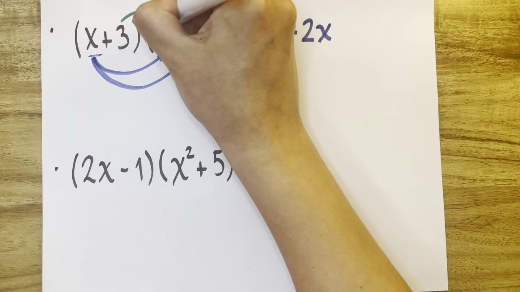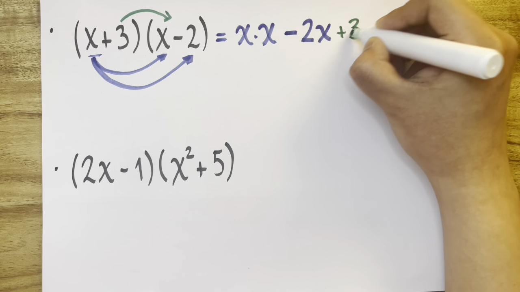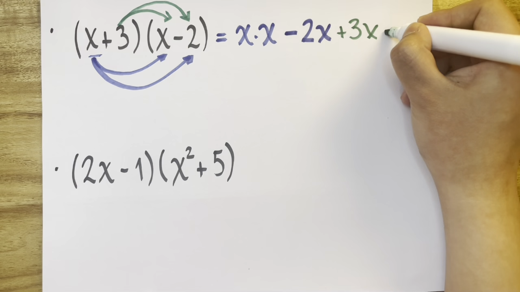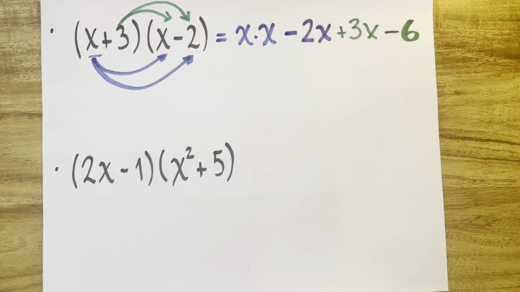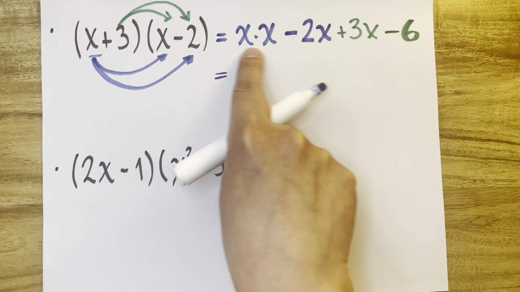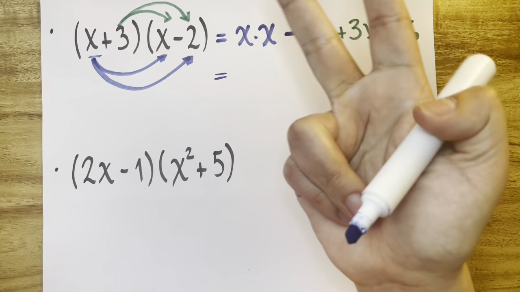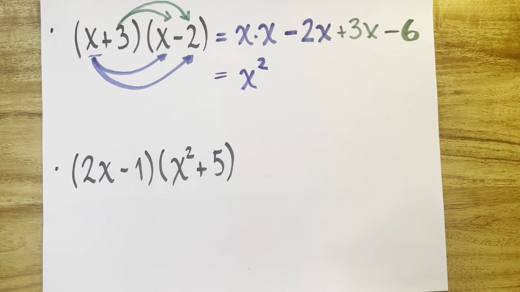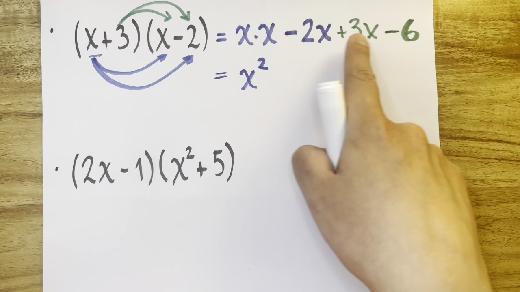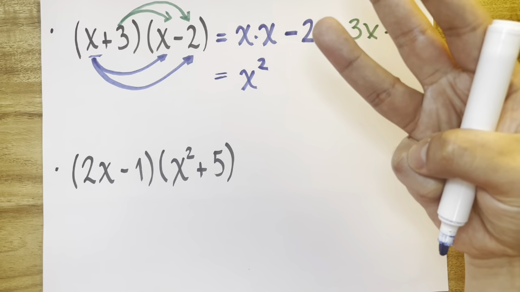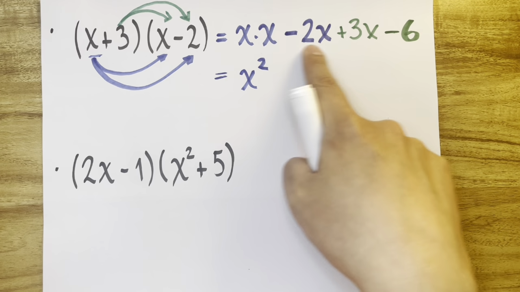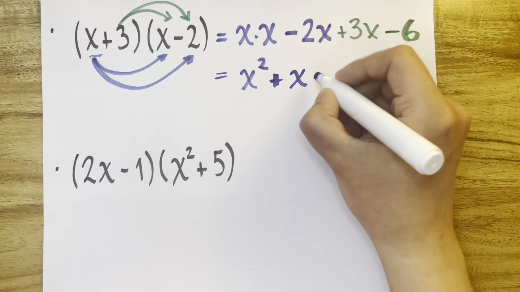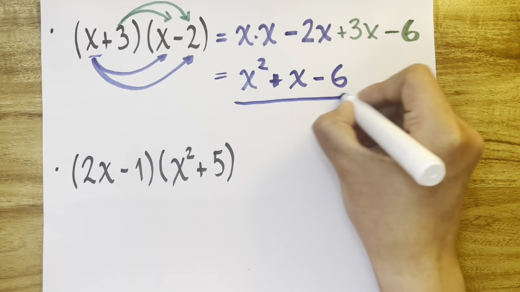So we're going to distribute this 3 times x, and then 3 times minus 2, that will give me a minus 6. Now we can simplify this. x times x is the same thing as x to the 2, so we will have x squared, and now we'll have here minus 2x plus 3x. So this is 3x minus 2x, so that will be just 1x, so x squared plus x, and minus 6 over here. And that would be it for it.